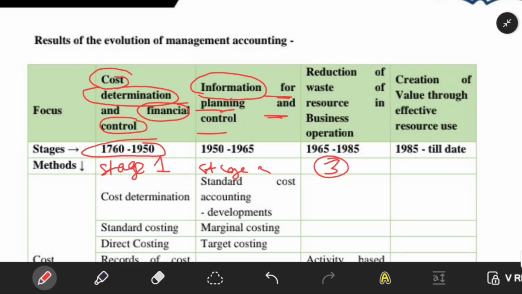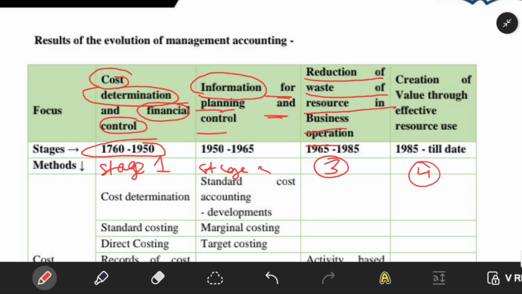The focus shifted toward reducing waste and improving efficiency in the business. Management accounting began to help in making operations more effective. It focused on reduction of waste of resources in the business operation. Next, the fourth stage, 1985.